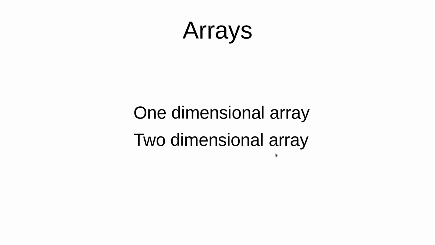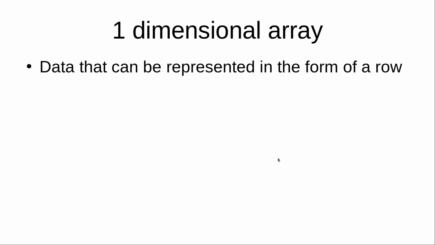Today we will see what arrays are. We'll use two types of arrays, one-dimensional and two-dimensional arrays, as examples to understand what arrays are in general. So first, what is a one-dimensional array? A one-dimensional array is used to represent data that can be represented in the form of a row.